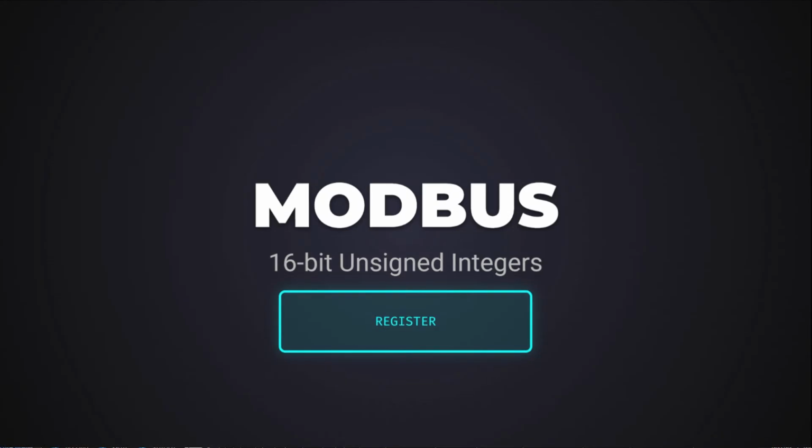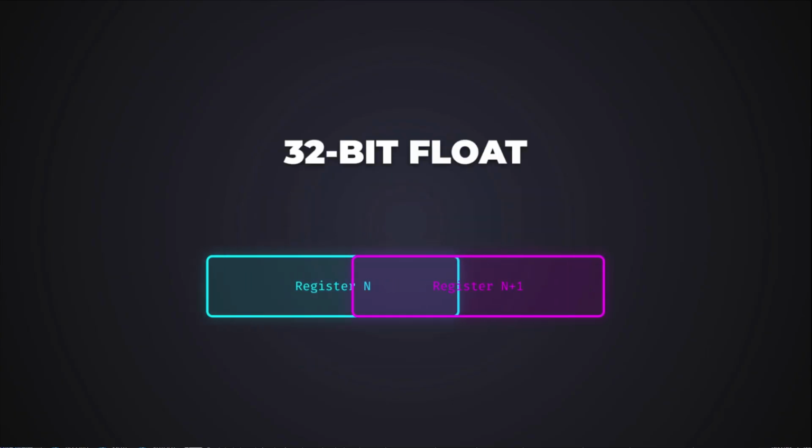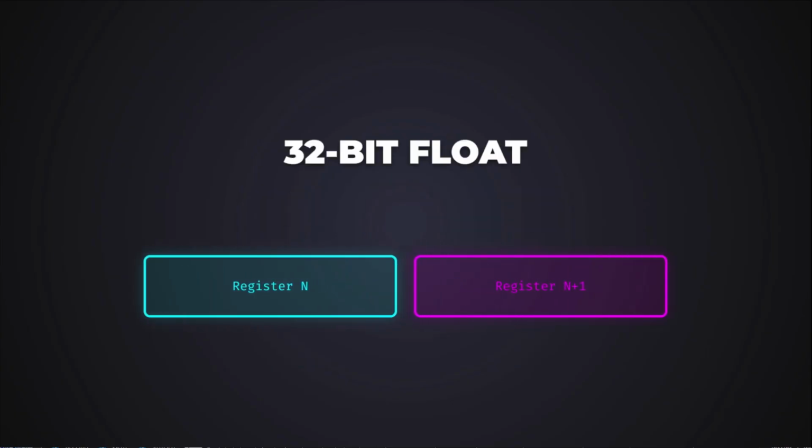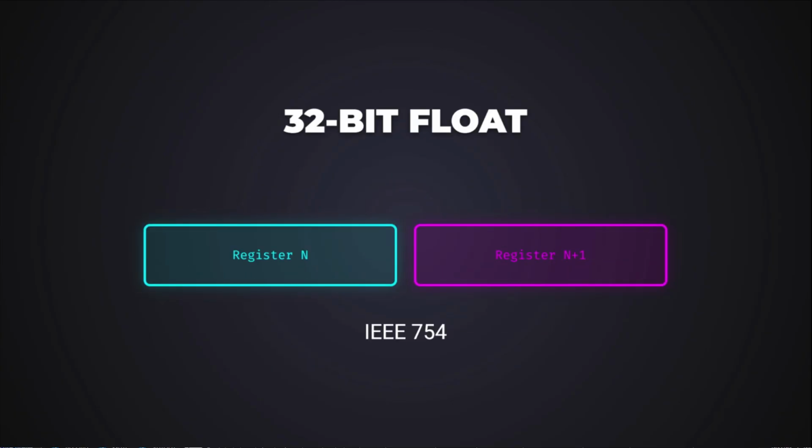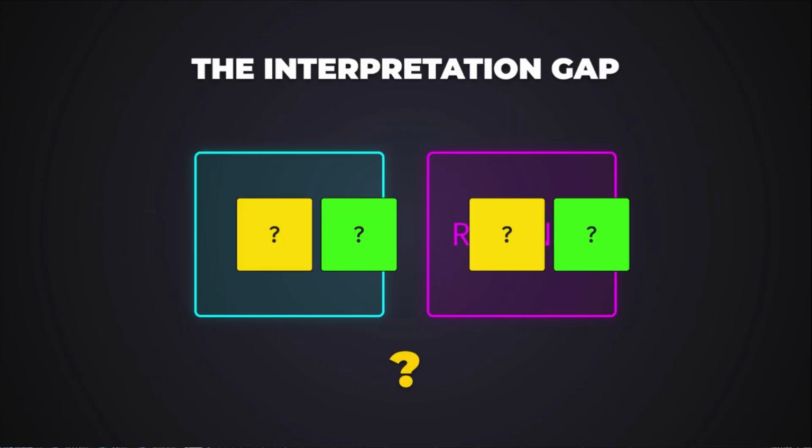Modbus inherently handles 16-bit unsigned integers, specifically holding registers. Representing a 32-bit IEEE 754 floating point value requires two consecutive registers. The critical hurdle is not the register read itself, but the subsequent interpretation of those 4 bytes.